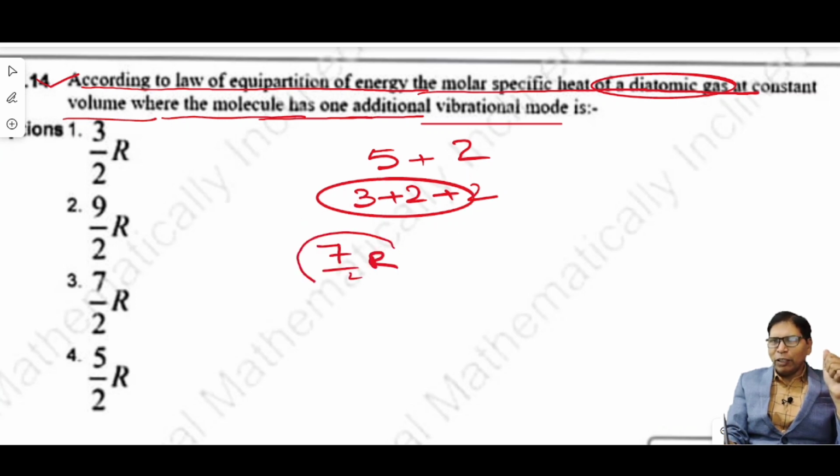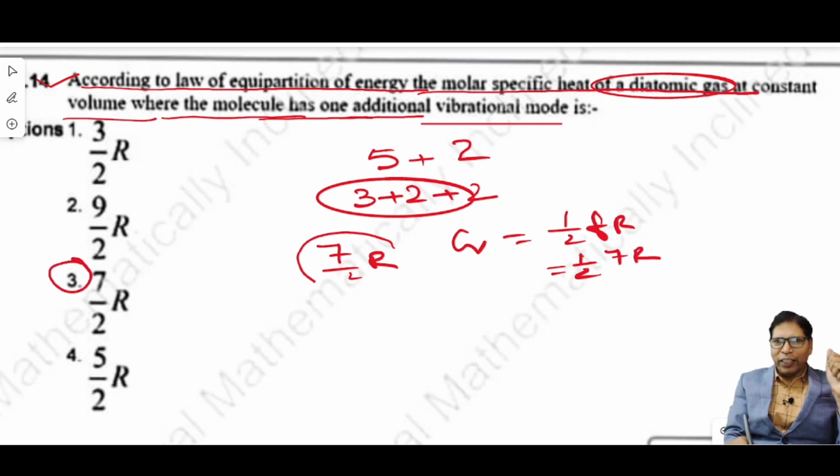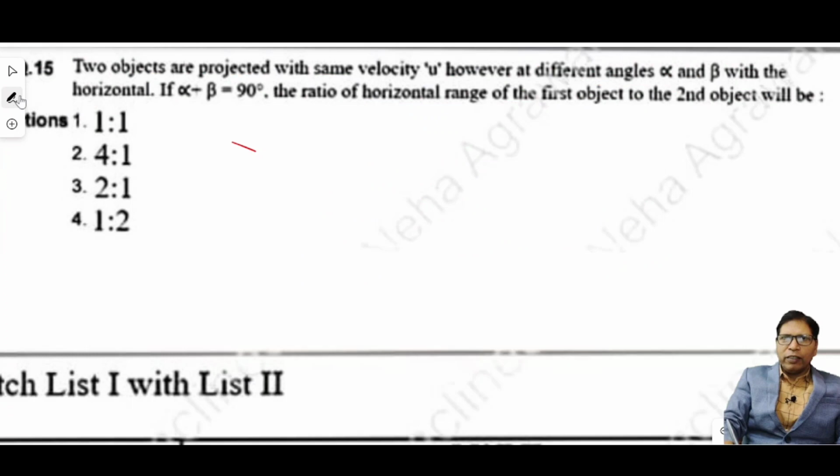So look at this. Cv is equal to half FR. Therefore, this is half into 7 into R. Look at this, option 3 is correct. Okay, now question number 15.